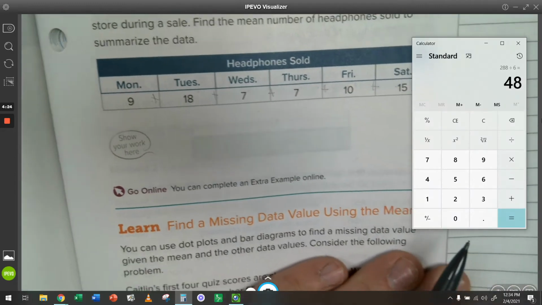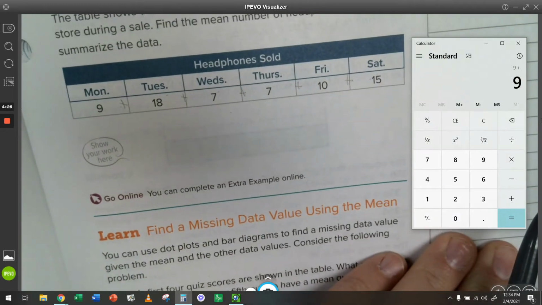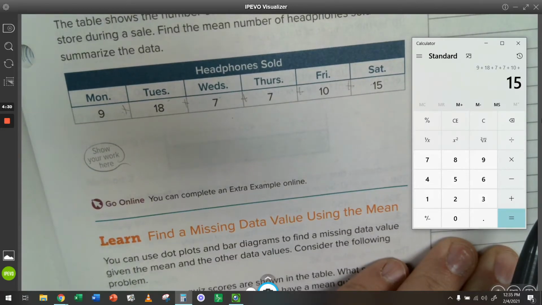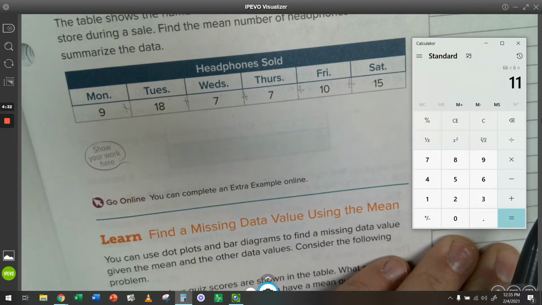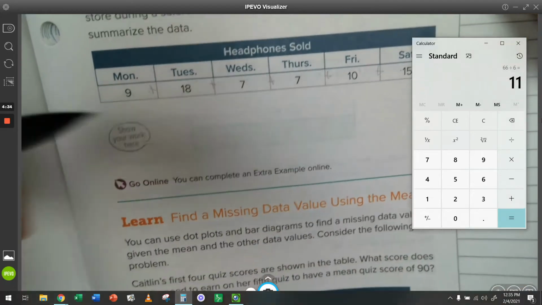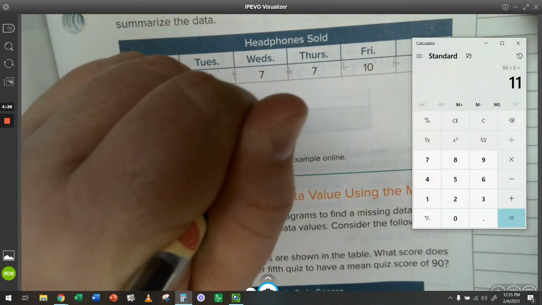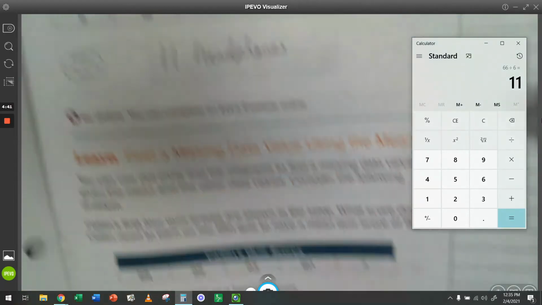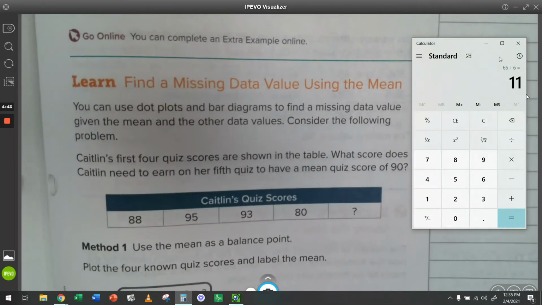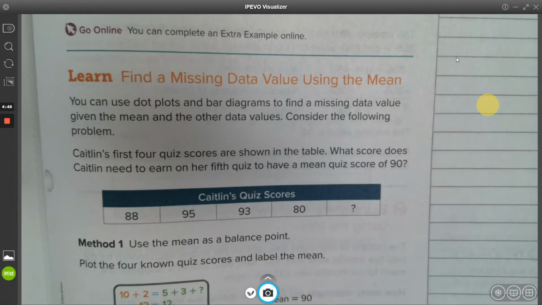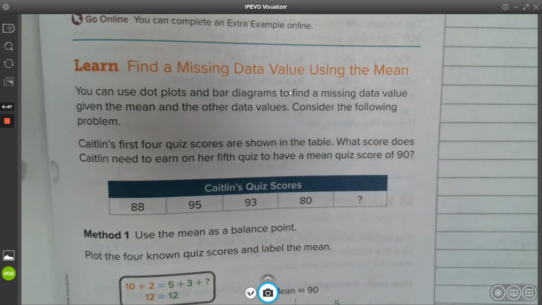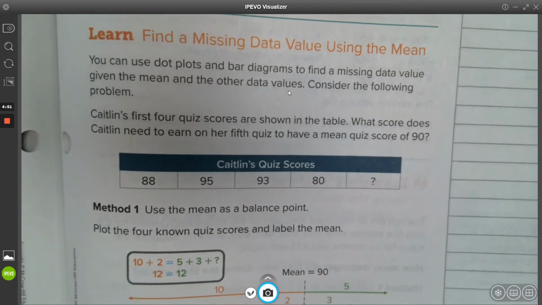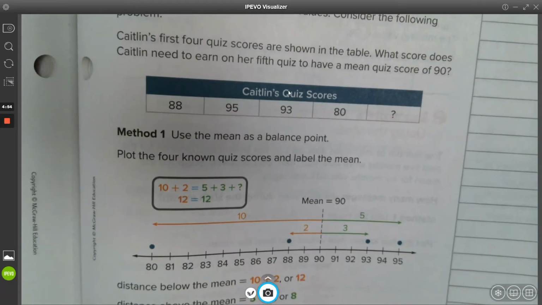All right, so let's try this. 9 plus 18 plus 7 plus 7 plus 10 plus 15. And we divide by 6. You should have found 11 headphones is the mean. Good. All right, so let's talk about finding a missing data point when we have the mean. So if we're given the mean, we need to find what the missing value is.